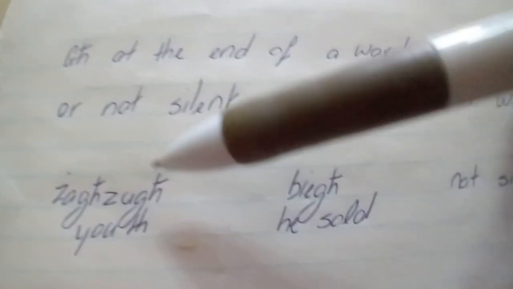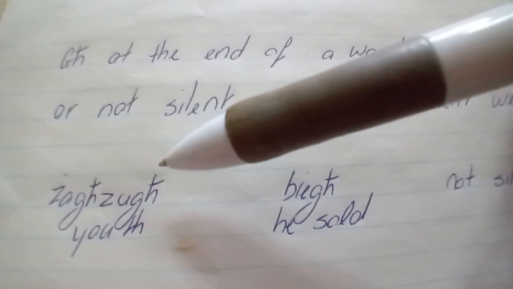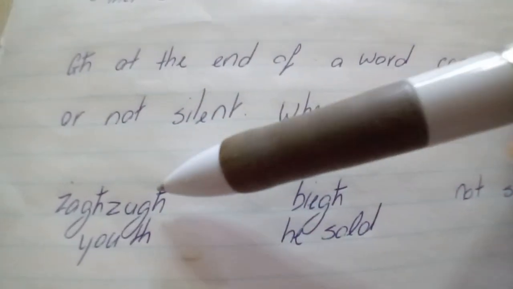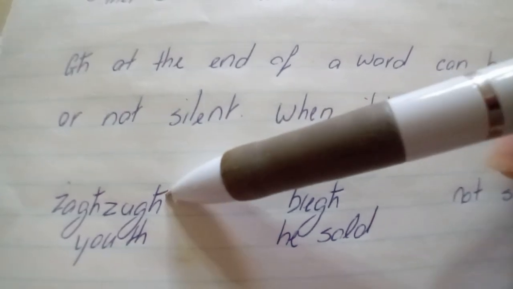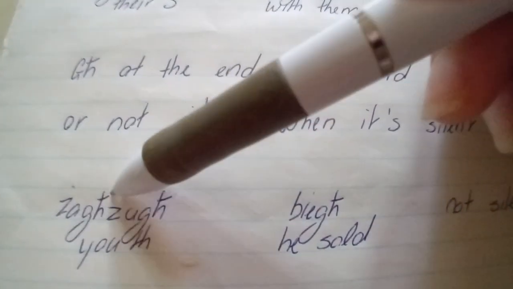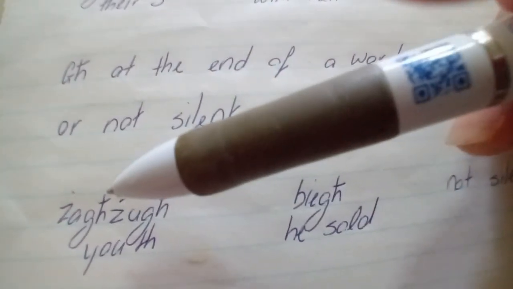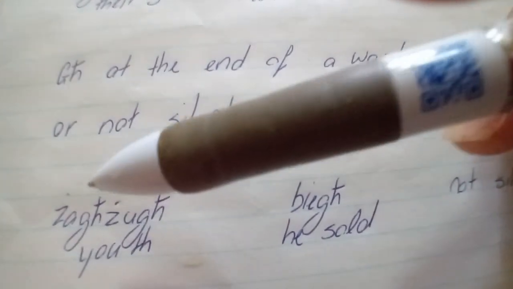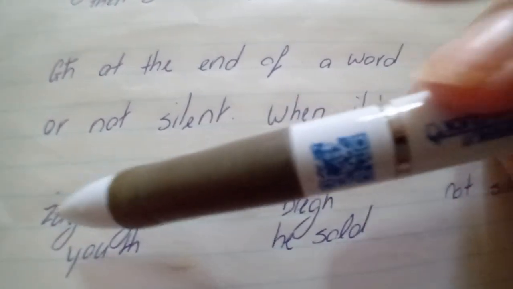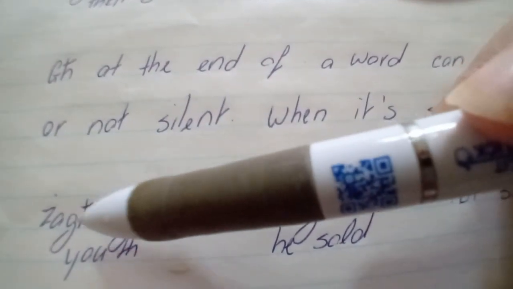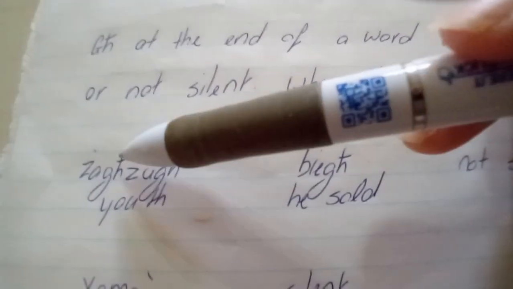For example, this one, zazuch. It's at the end of the word. So, the ein, it's not silent. Here in the middle, it's silent. Zazuch. Here it's silent. In the middle, it's silent. Zazuch. As you can hear, I'm not saying this one. Zazuch. Now, the ein in the middle, it's silent.